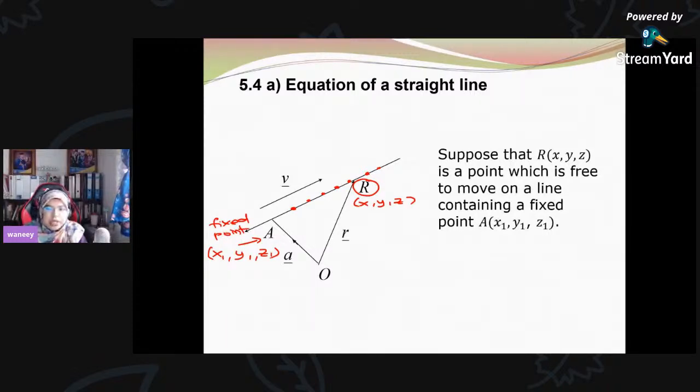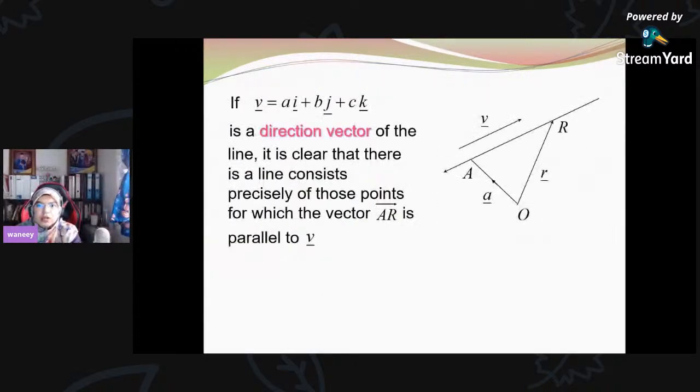Okay, so we have A, we have R. So what is V over here? Okay, so if V is a direction vector of the line, it is clear that the line consists precisely of those points for which the vector AR is parallel to V. Okay, so V is the direction vector of the line.